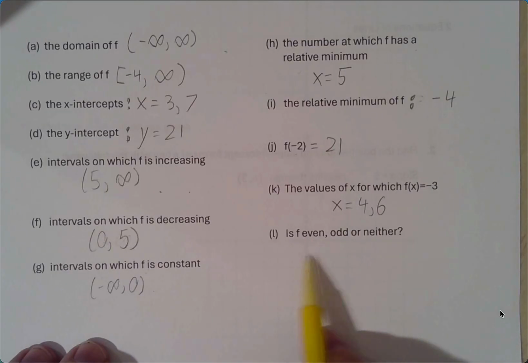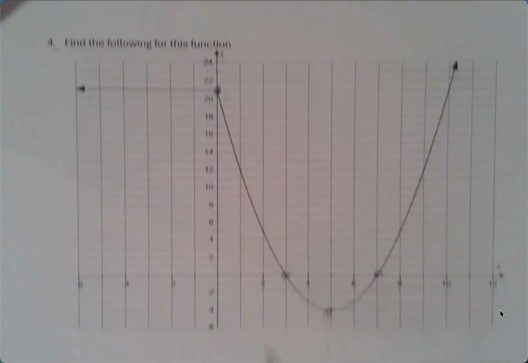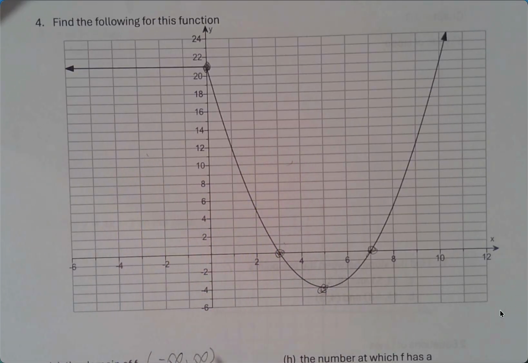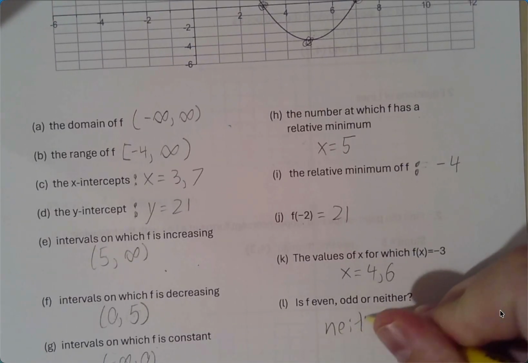Up next is f even, odd, or neither. Now remember, that's a question of symmetry. Is this graph symmetrical across the y-axis? No. Is my graph symmetric across the origin? Is it a double flip situation? No. So the answer would be neither.